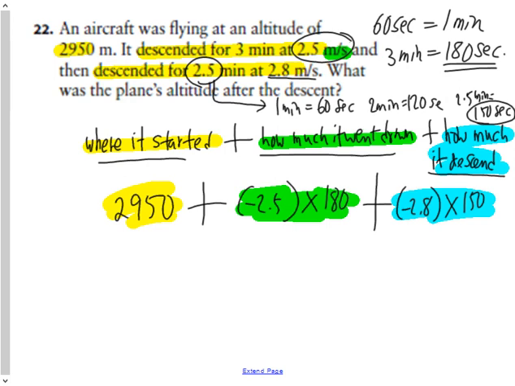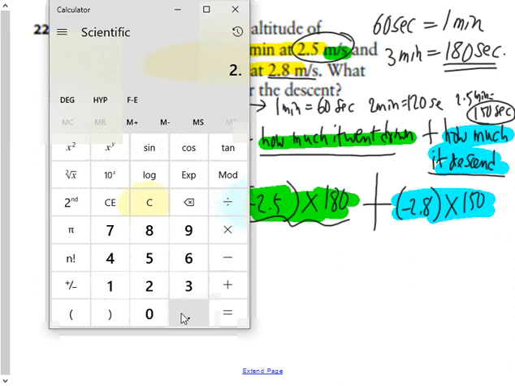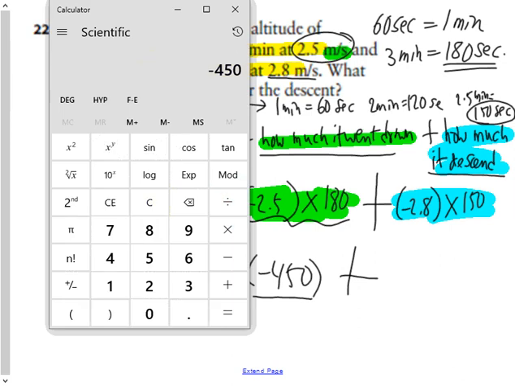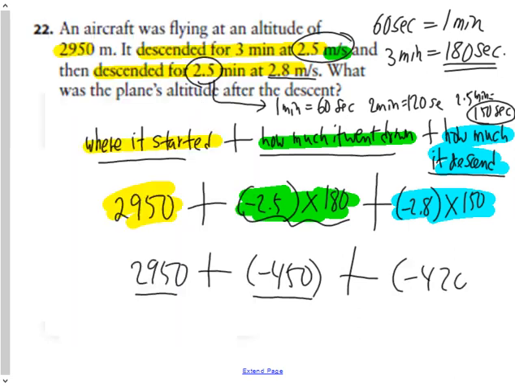Now we're going to use our BEDMAS skills to simplify this. The 2,950 meters is going to stay the same. Here, I can use my calculator if I need to. I go 2.5, change it to negative, multiplied by 180, which means it goes down 450 meters in that first descent. So negative 450 meters is how much it went down in the first 3 minutes. In the second descent, it goes down negative 2.8 for 150 seconds, which is 420 meters.